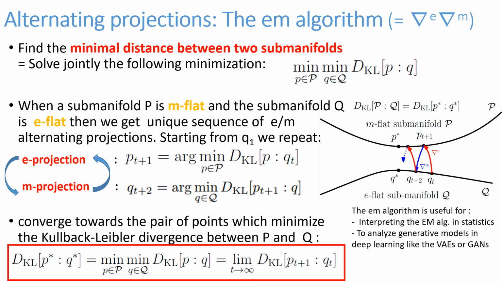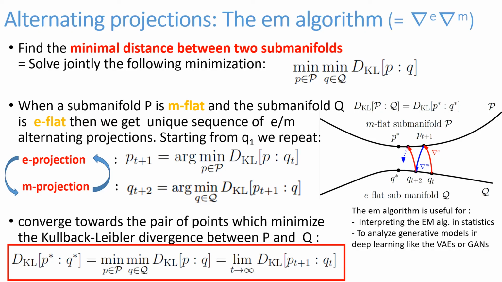Yet another useful method often used in statistics and information theory is the alternating projection algorithm, or the lowercase em algorithm, where e stands for exponential and m for dual mixture connection. The em algorithm iteratively solves for the minimum divergence between two submanifolds P and Q. When P is M-flat and Q is E-flat, we start from a point Q1 in Q, and then we E-project it onto submanifold P, and then we project this point onto submanifold Q by an M projection, and so on. The alternating projections provably converge to the minimum divergence between these two submanifolds.